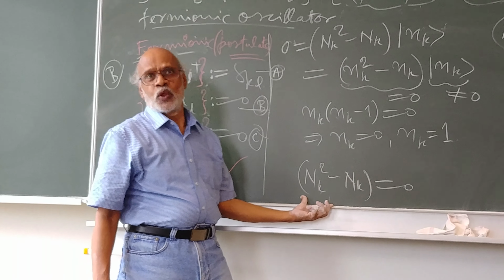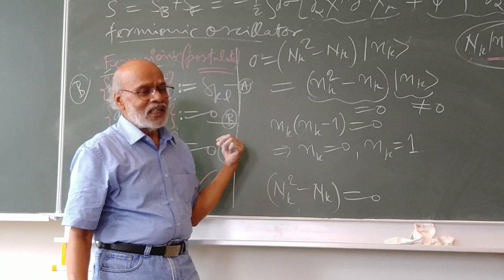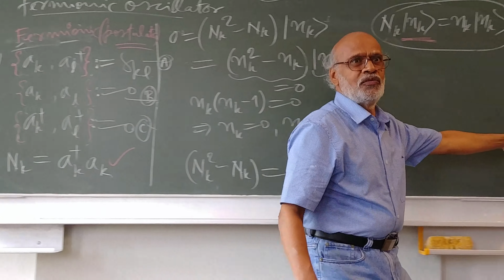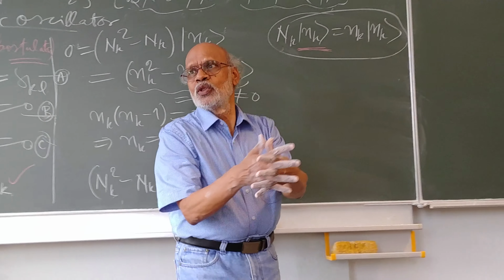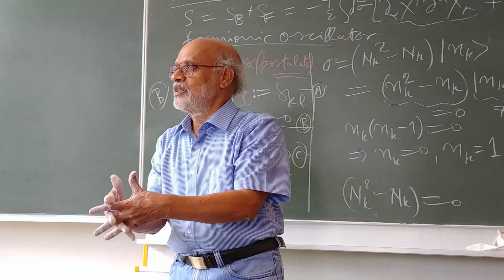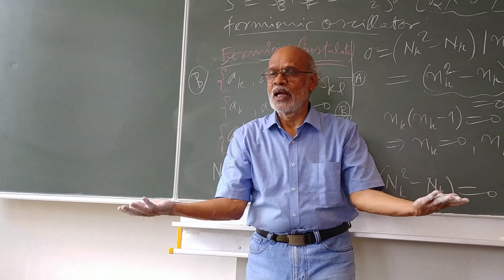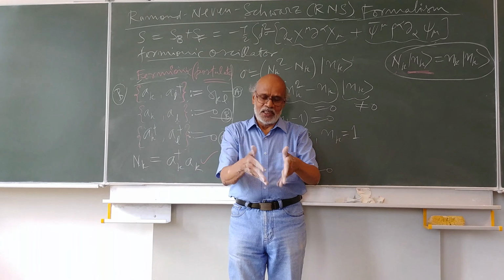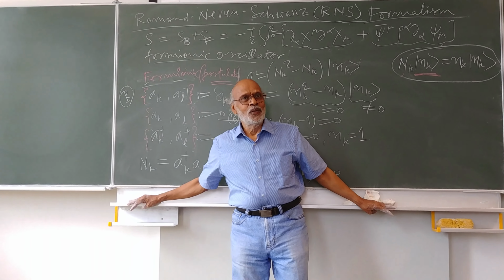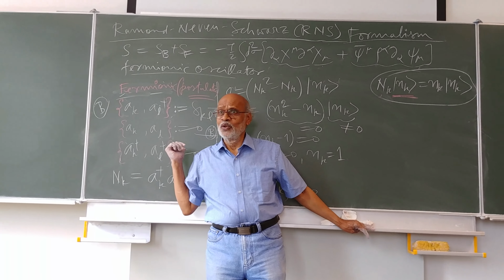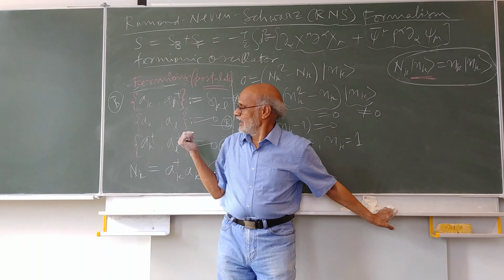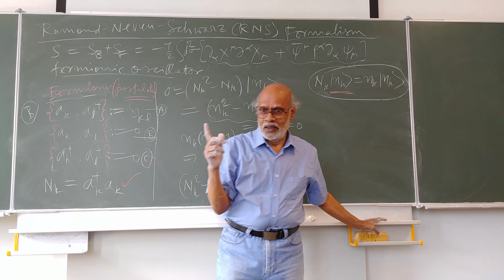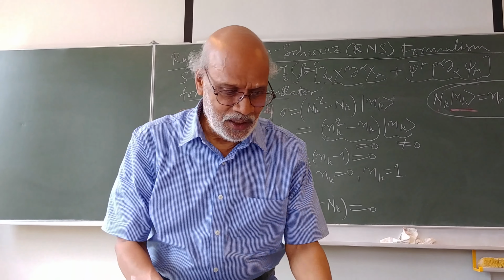As soon as we do that, there is a great conceptual change. In the earlier case, my n_k could have any value, 0, 1, 2, 3, up to infinity. And all those with the same k, which means all identical particles, infinite number of them, they could stay in the same quantum state. Now it's no longer possible. n_k has only two eigenvalues, 0 and 1. So, what is the meaning of this?